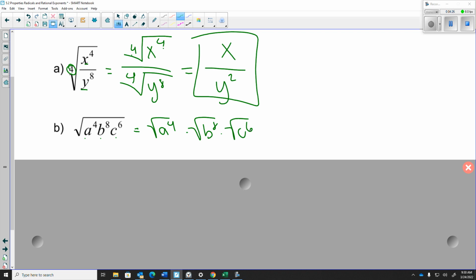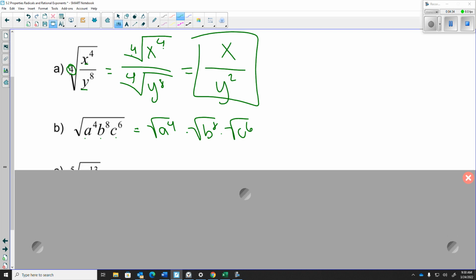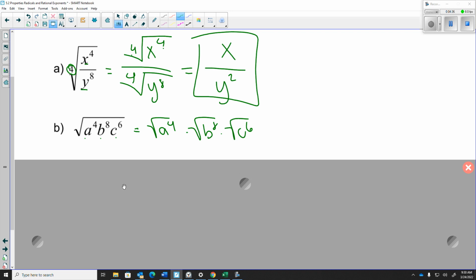You guys kind of seeing how these work? Yeah. Because now you can figure those out, right? What is the square root of a to the 4th? A squared. How do you know? Because 2 goes into 4 twice. There are 2's here, right? We don't write them all the time, so we're doing the same trick. 2 goes into 4 twice, 2 goes into 8 4 times, and 2 goes into 6 3 times. So here's our answer. So far, so good? Yep.